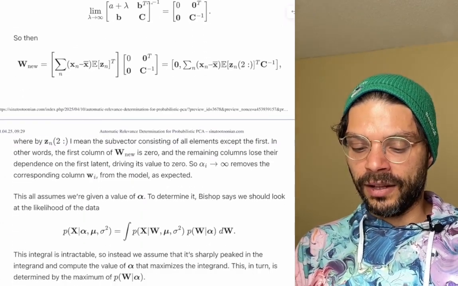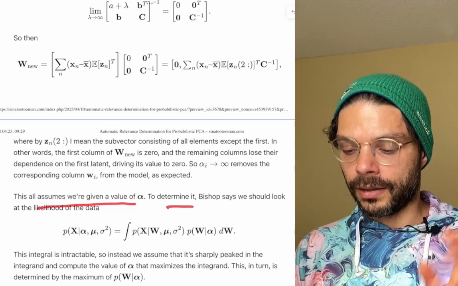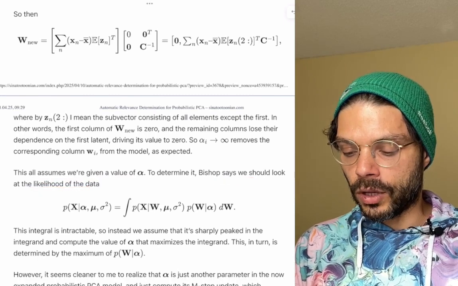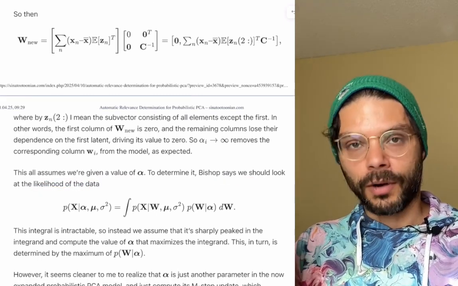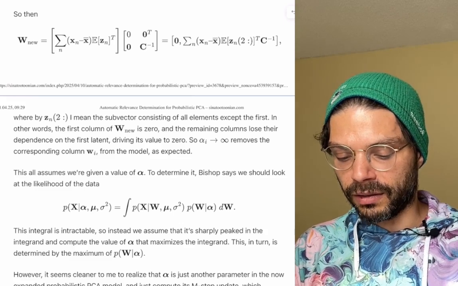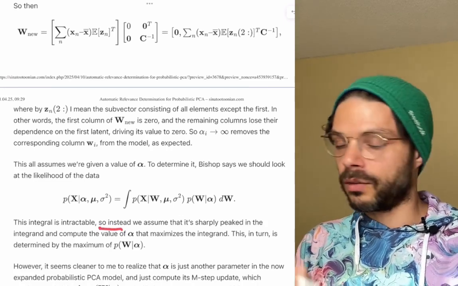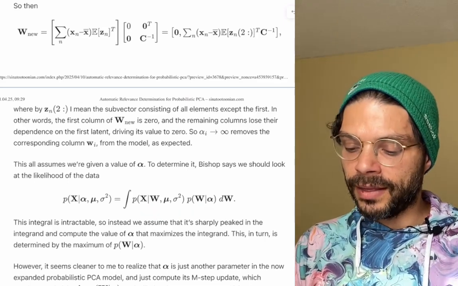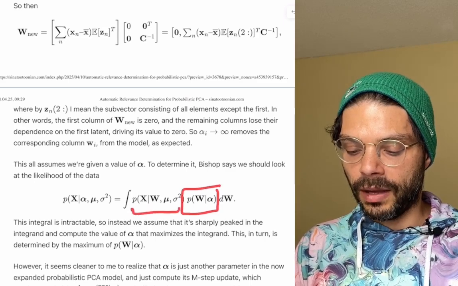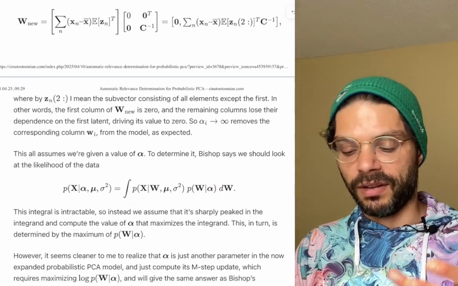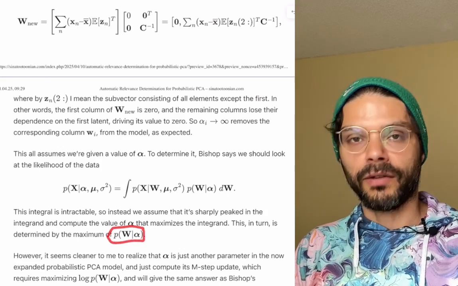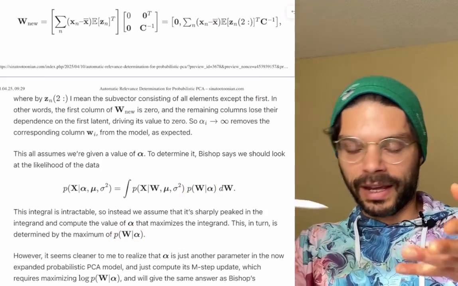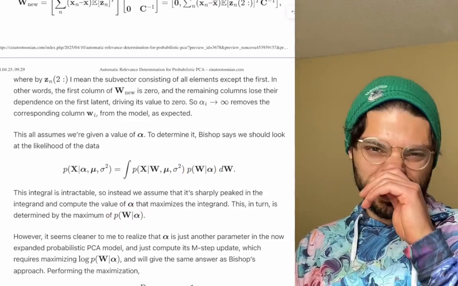Okay, now this all assumes that we're given alpha. To determine it, how do we determine alpha? So Bishop says we should look at the likelihood of the data, which is the marginal likelihood, right? So we're going to integrate out the effect of W. The integral is very intractable, so we're going to assume it's sharply peaked, maximize it, and take the value of alpha at that maximum. That's only going to depend on this because alpha doesn't show up there. So effectively, you're given your previous value of W, and you determine a value of alpha by maximizing this.